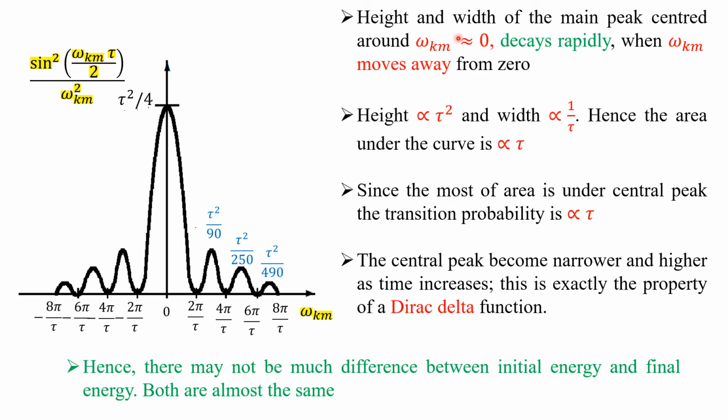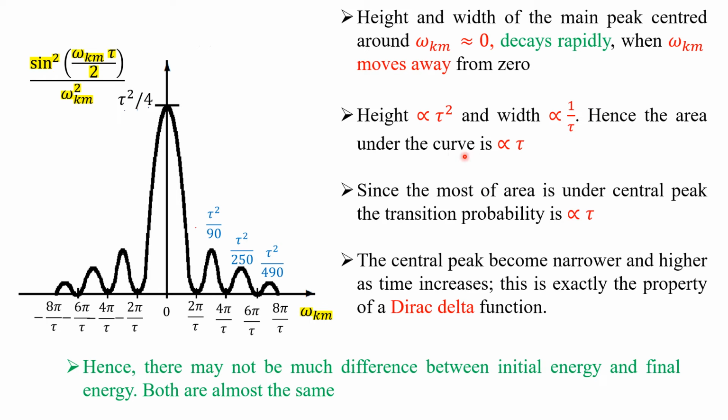So the height and width of the main peak is centered around omega km approximately equal to 0. This height decays rapidly, that also we have seen when km moves away from 0. This is a very crucial point: height is proportional to tau square, and width is proportional to 1 over tau.